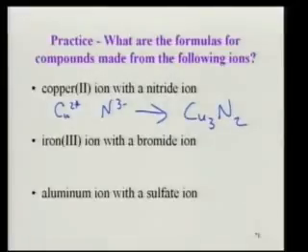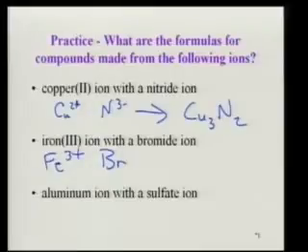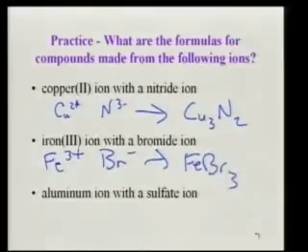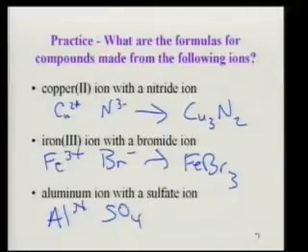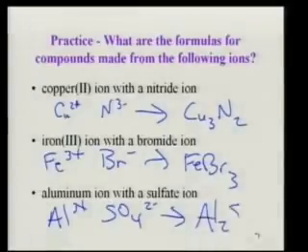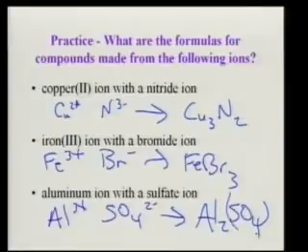Iron 3 with a bromide ion. What's iron 3? Okay, bromide, -1. So I would write that. Iron 3 bromide. Good. Aluminum. Okay, 3 positive. Sulfate. Good. Put them together. Yep. Got it? Piece of cake? Quiz now?